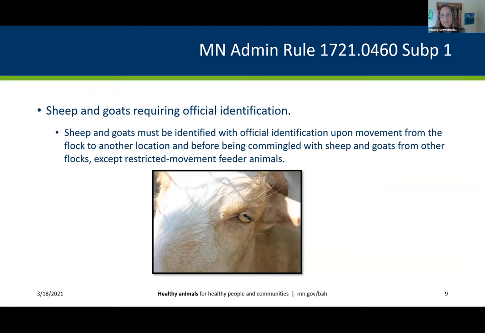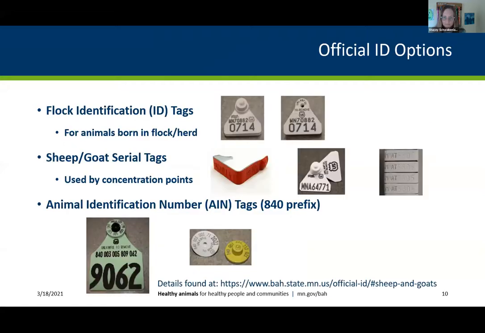There's very limited circumstances where animals can move without ID, and those animals are only moving in slaughter channels, and that has to do with these restricted movement feeder animals. And we won't get into those details today, but just keep in mind, always have official ID when you acquire any sheep or goats. So what specifically is official ID and what are the options? Here are some examples and some photographs of what official ID looks like.